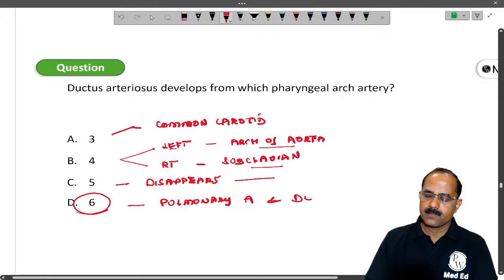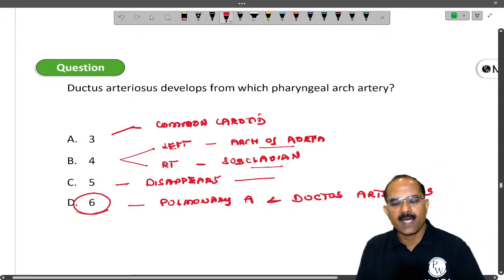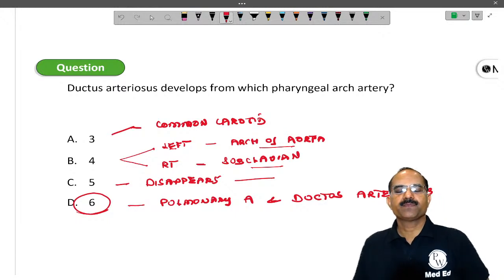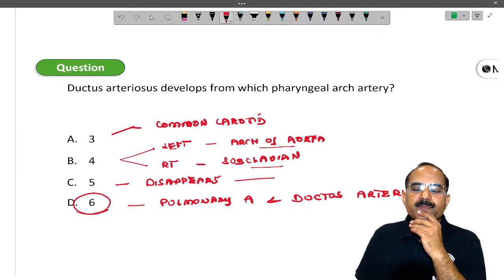and ductus arteriosus. Pulmonary artery and the ductus arteriosus. Clear? ठीक है.